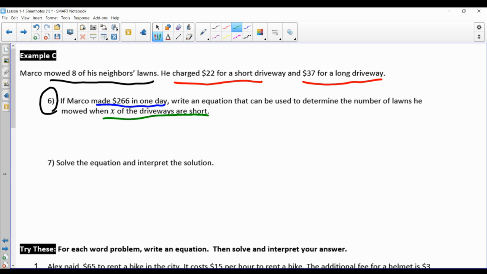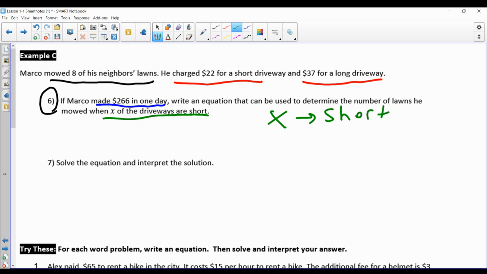X are the short driveways. So I even like to go over here and say X is the short. Okay, X is the short driveways. That's an important piece of information. X is going to be our short driveways themselves. So let's try to think about how we solve this.